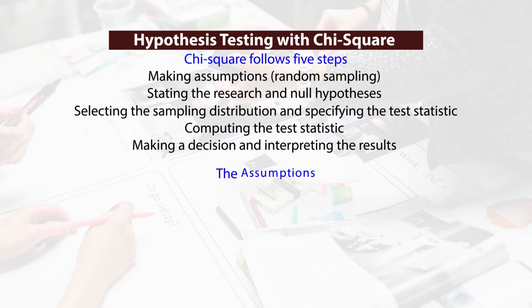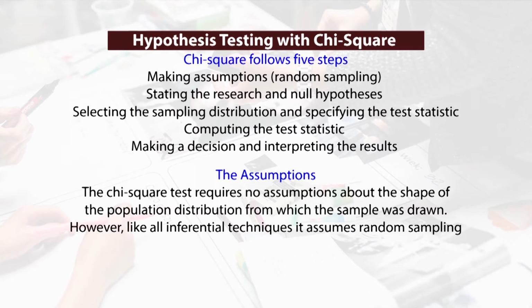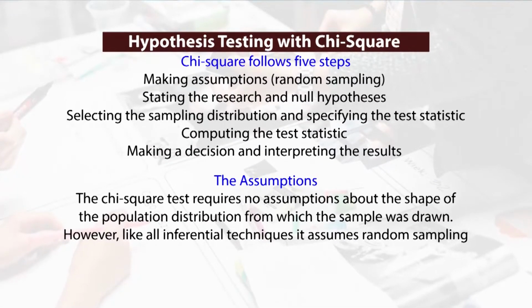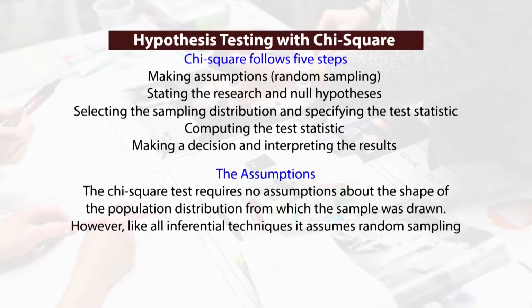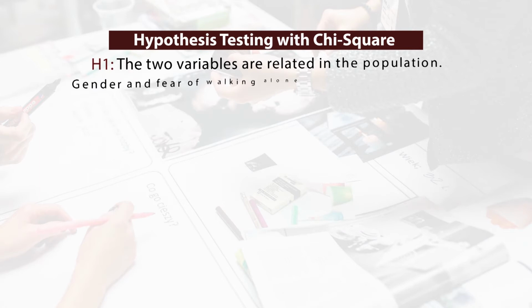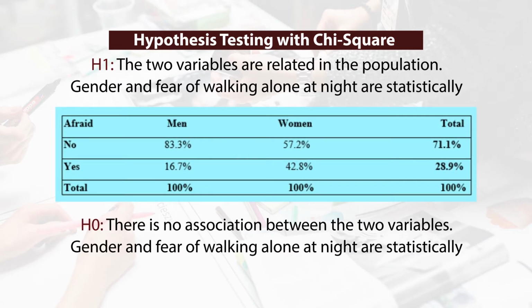If we take the assumption, the chi-square test requires no assumption about the shape of the population distribution from which the sample was drawn. However, like all inferential statistics, it assumes random sampling. The alternate hypothesis, denoted by H1, is that the two variables are related in the population. Gender and fear of walking alone at night are statistically dependent.